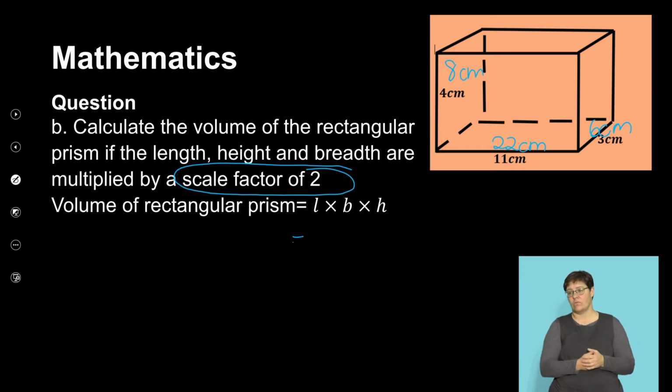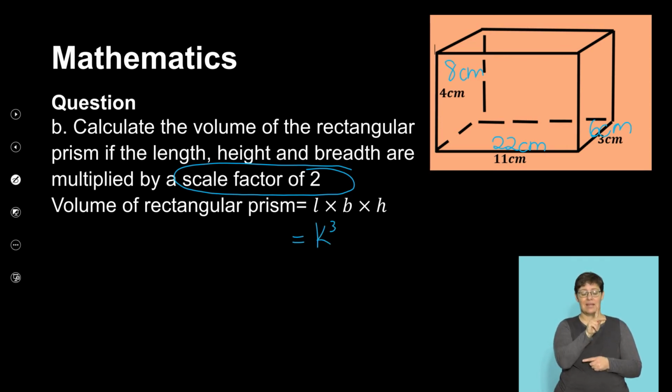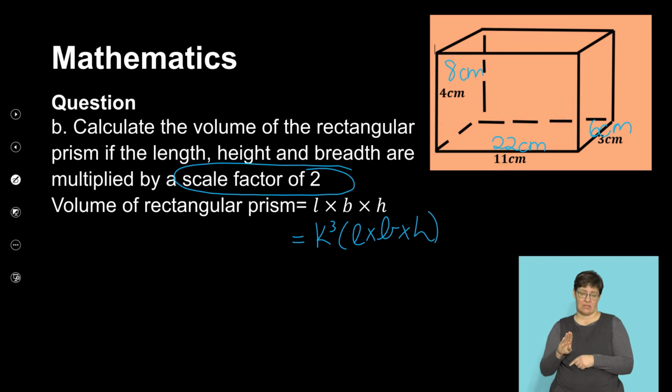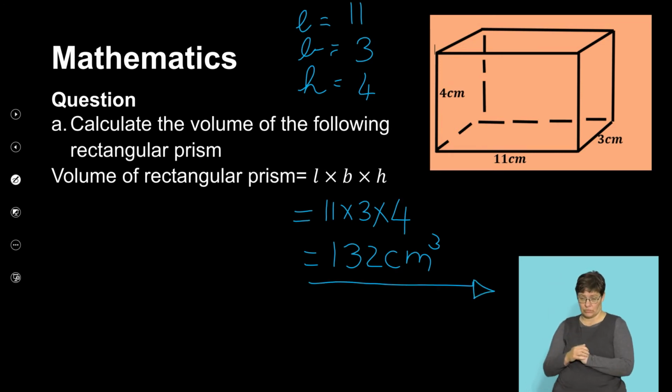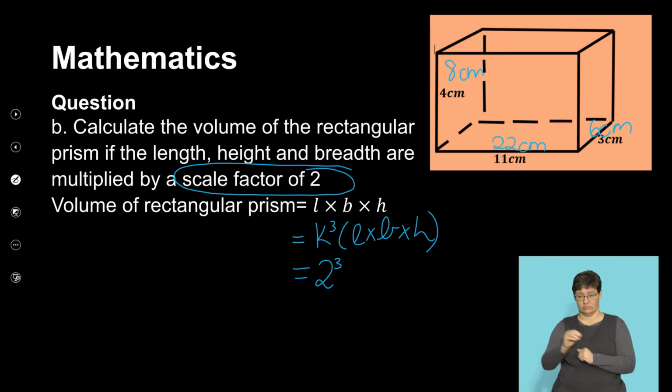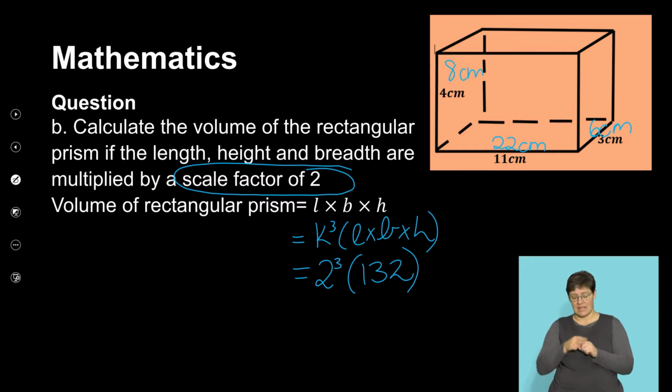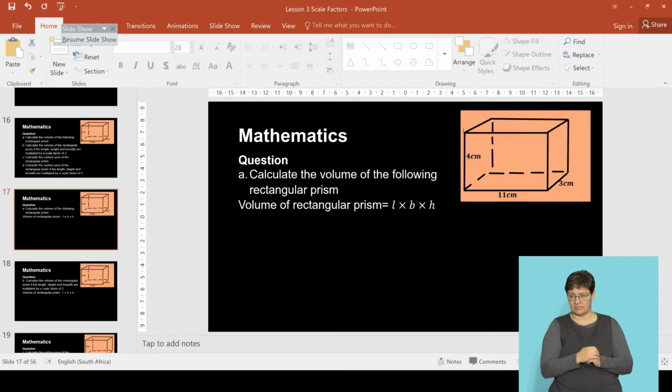Or we can use the knowledge that we know that the volume of a rectangular prism is k cubed, where k is my scale factor, times length times breadth times height. So my scale factor is 2, so I know 2 cubed times my original volume of my rectangular prism, which if I fetch from the other side, I can see it's 132 centimeters cubed, so I'm going to carry that forward. So it's going to be 2 cubed times 132, because my scale factor cubed times the volume gives me my new volume. So let's pop that into the calculator.